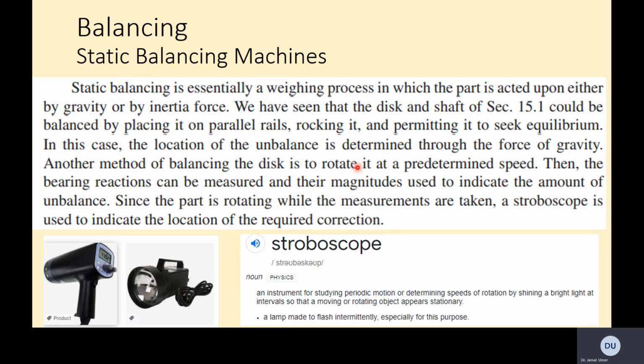Since the part is rotating while the measurements are taken, a stroboscope is used to indicate the location of the required correction. Because it's moving, if you don't use the stroboscope, you will not be able to find the exact location where the unbalance is. So for that you basically use this equipment.